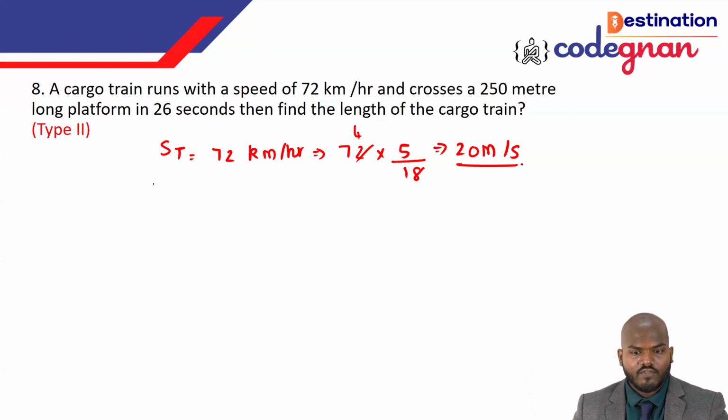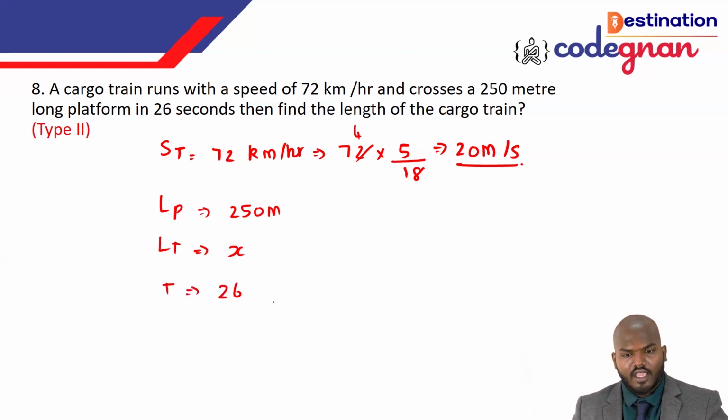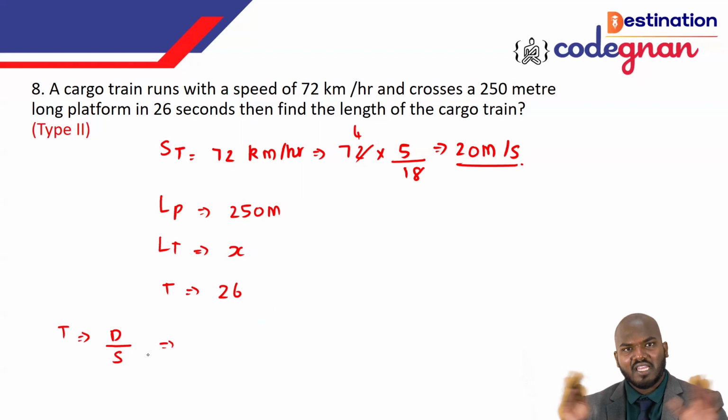They have given that it crosses a 250 meter long platform. The length of the platform is 250 meters. It is not the length of the train, and you must know the length of the train as well. So I can call the length of the train x. They have given the time taken as 26 seconds. Then I'm using the same methodology. This formula we are applying in various different places. Time is equal to distance by speed.